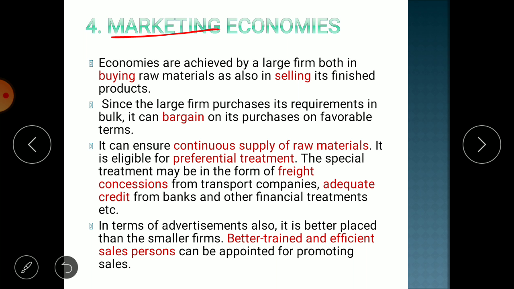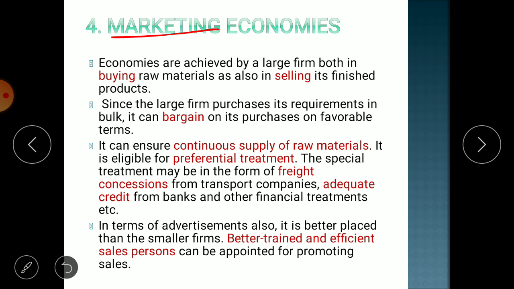It can ensure continuous supply of raw material. It is eligible for preferential treatment. A large firm can ensure continuous supply of raw material. If there is an emergency, if all of a sudden you get a big order, you are sure that your supplier will supply you the raw material. Why? Because you are big and a regular customer of your supplier, so you can force your supplier to supply you the raw material. Whereas if a small firm gets an order in an emergency, they are not able to complete the order because the supplier will not supply them raw material in an emergency.